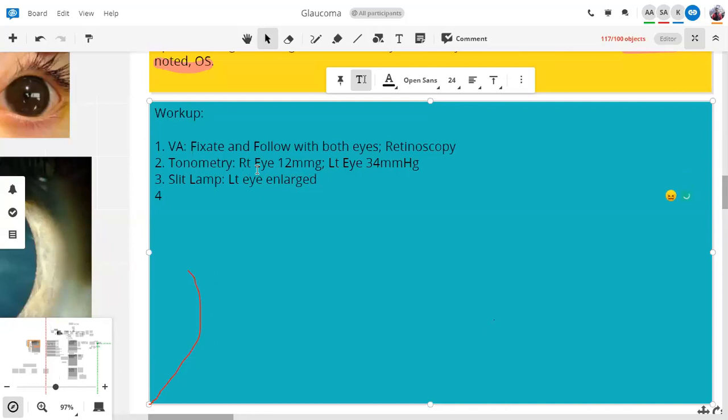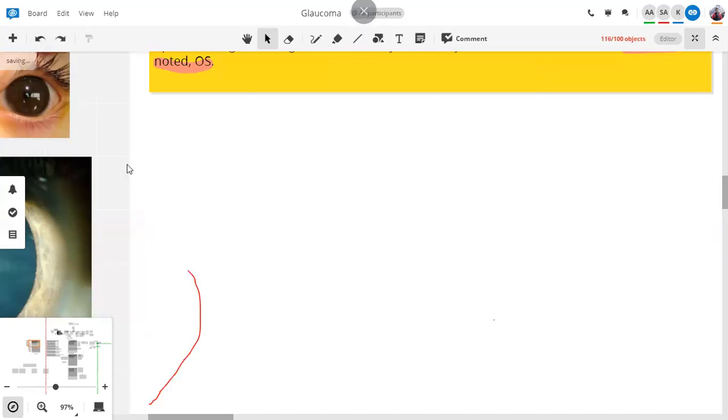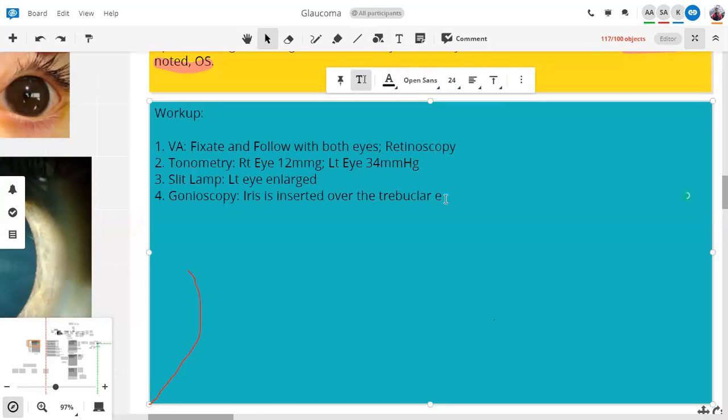So, the anterior chamber is deep. The thing is that we performed tonometry. We found out that the pressure in the left eye is 34 millimeters of mercury. Now we perform a gonioscopy. Why? To see the angle. When we perform a gonioscopy, we see that in the left eye the iris is inserted anteriorly. The iris is inserted somewhat over the trabecular meshwork.